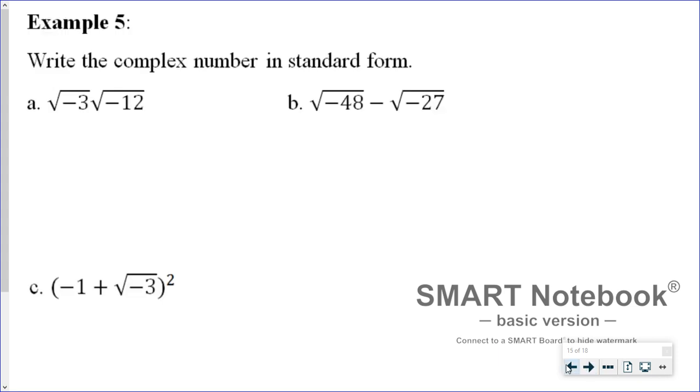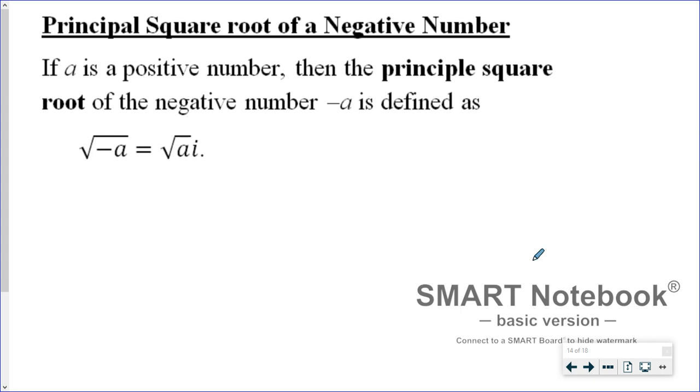Okay. Wait, is the i outside of the square root? Yes, absolutely. The i is 100% outside of the square root. In fact, oftentimes you see it written differently when a is not a perfect square, just to emphasize that the i is not under the square root. So you can write it like that instead.